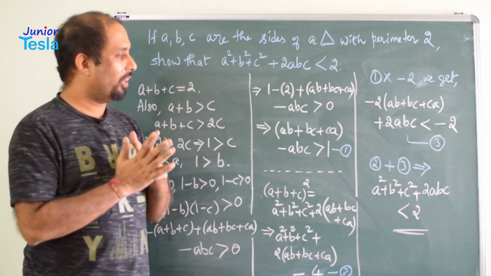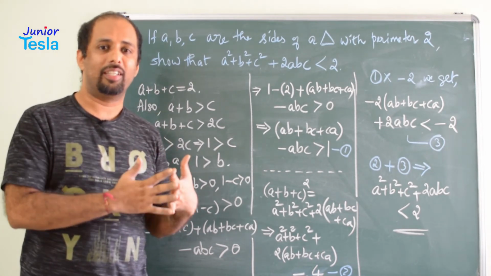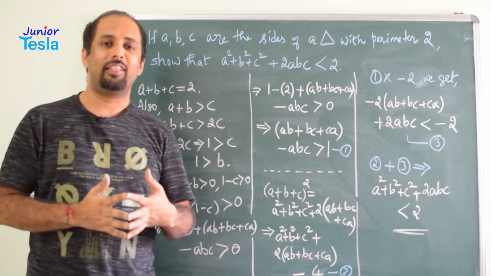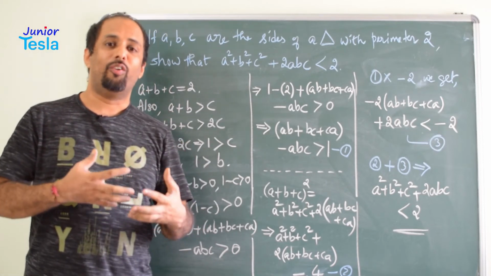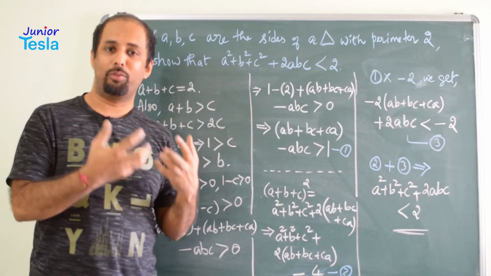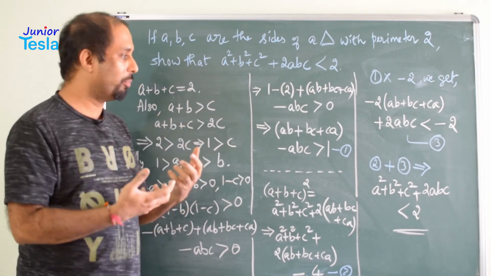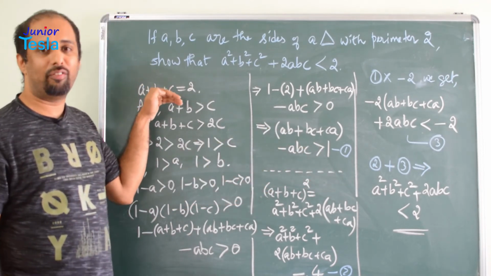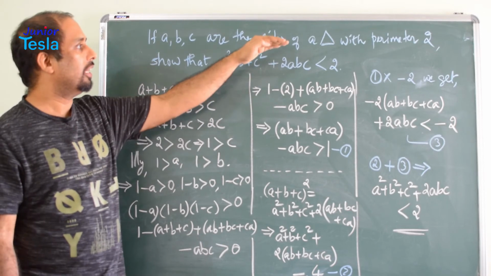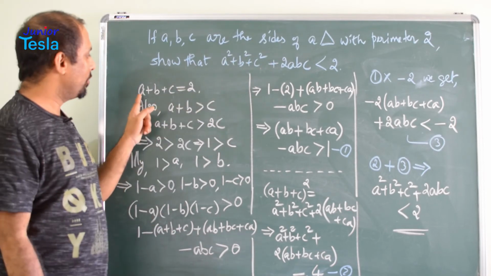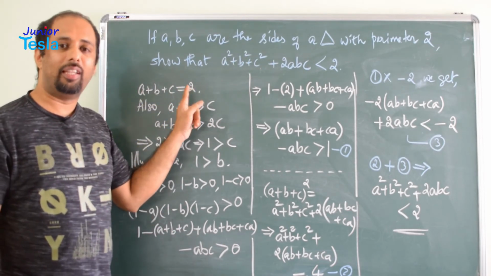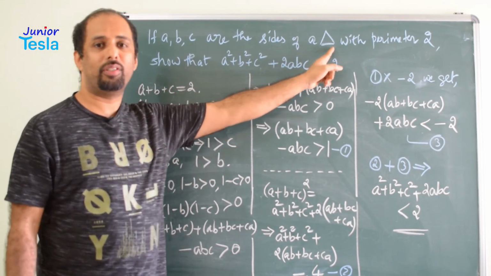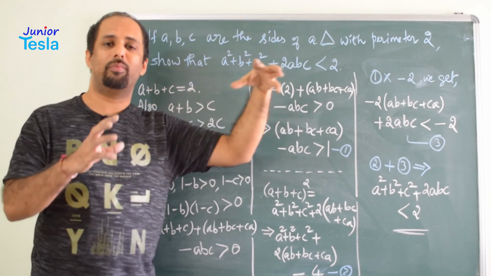Now, what is more important here, the learning point in this particular problem, is the thought process: what kind of concepts should be taken and how to arrive at the solution. We started with the known or the given information. What is the given information? The perimeter is 2. That is the starting point, a plus b plus c equal to 2. Then we thought of the triangle inequality, because it is told that these three numbers are the sides of a triangle.